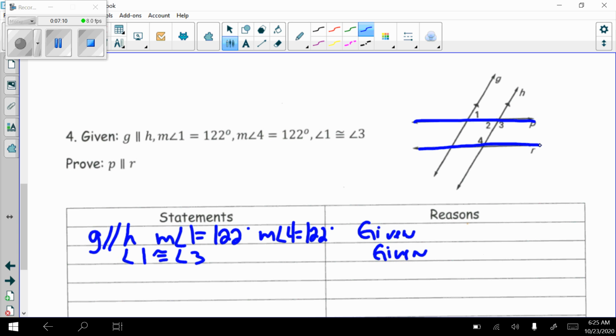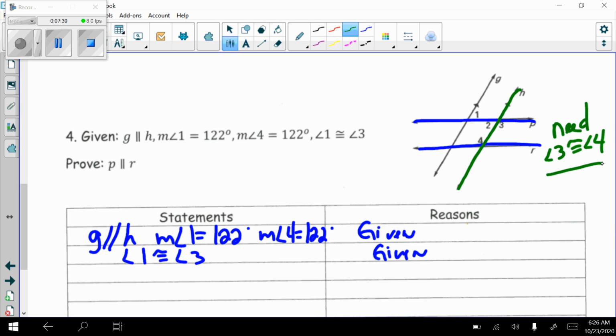If I'm going to do that, the transversal that I would have to use would be H. So I would need to prove angle 3 congruent to angle 4 in my proof, because they would be alternate interior and I could use the converse of alternate interior angles. So my goal is to get angle 3 and angle 4 together, being congruent.